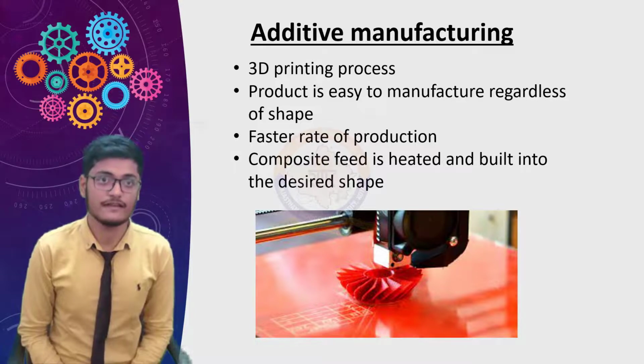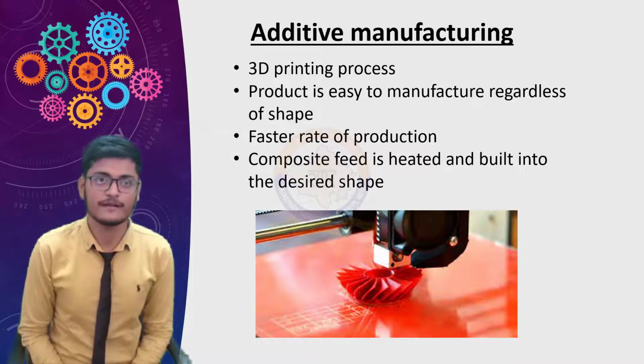Additive manufacturing. It is the 3D printing process by which parts made of a composite material can easily be manufactured. It has a very fast production if we are producing only one. Complex shapes can easily be manufactured by this process just by making the design of the particular required complex shape on the computer as a CAD.